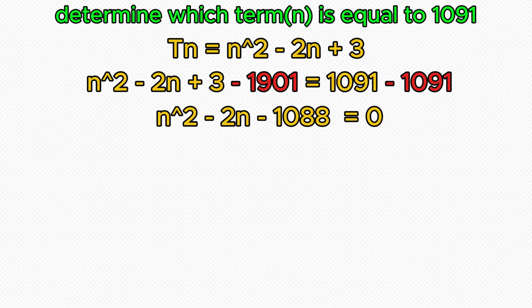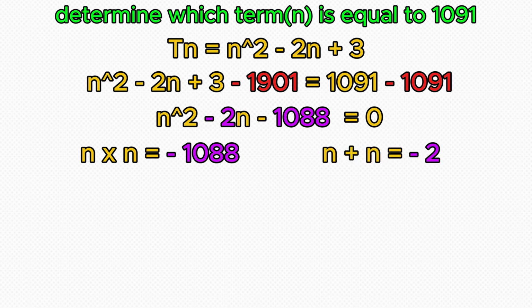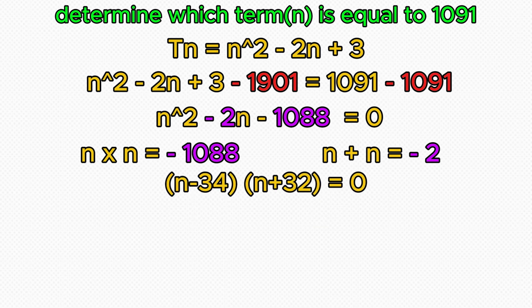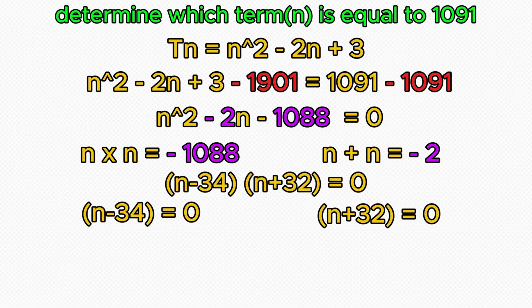Now we solve this quadratic equation by factorizing. We look for two numbers that multiply to give us minus 1,088, and the same two numbers when we add give us minus 2, which are minus 34 and 32. So we get (n minus 34)(n plus 32) equals 0. This gives us n equals 34 or n equals minus 32. But since the term number cannot be negative, we ignore minus 32. Therefore, 1,091 is the 34th term of the sequence.